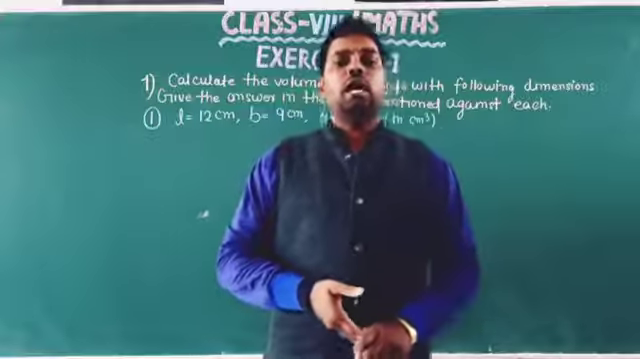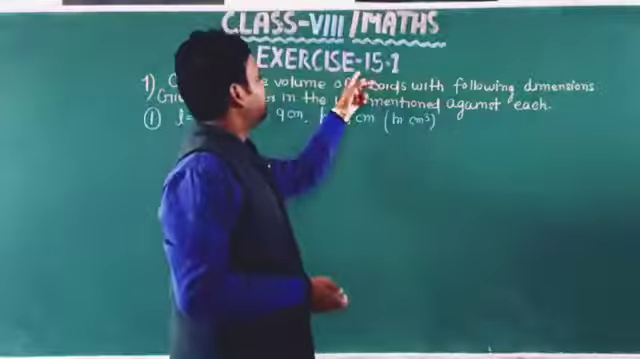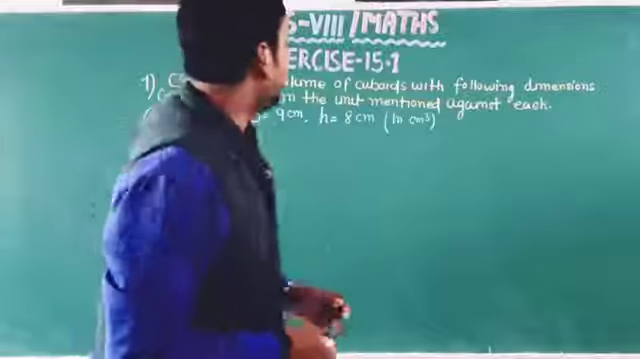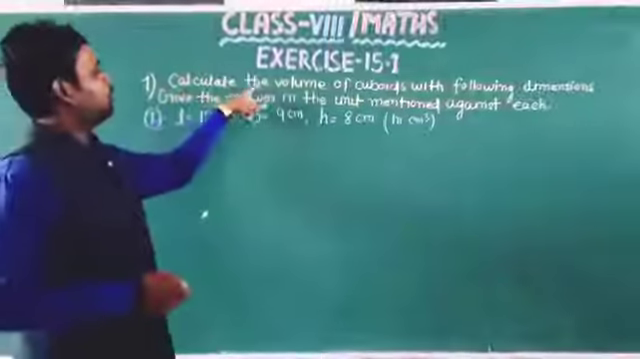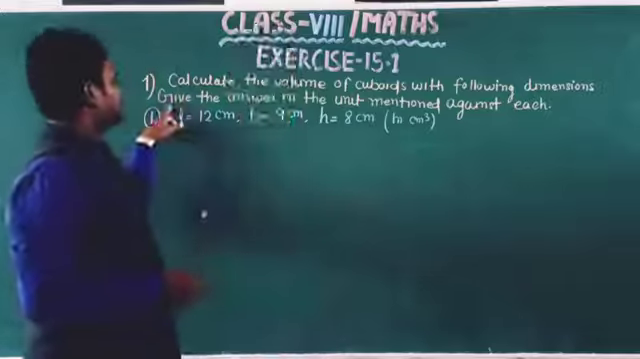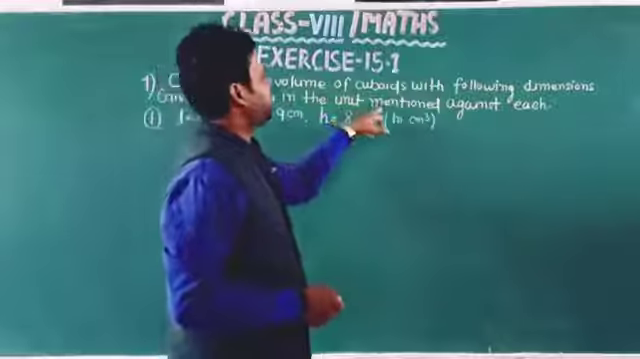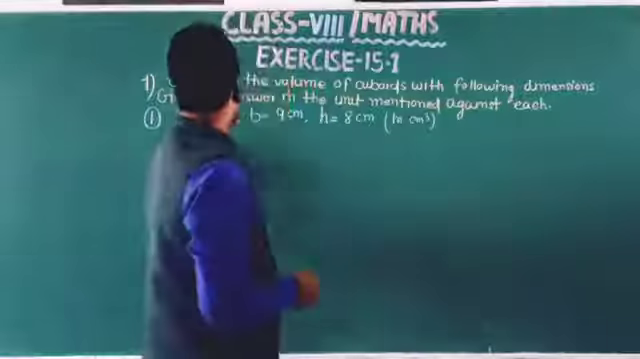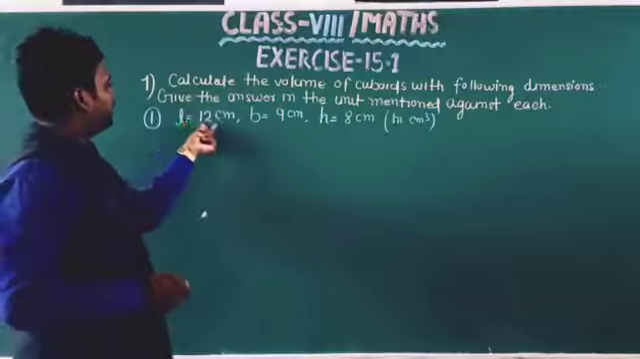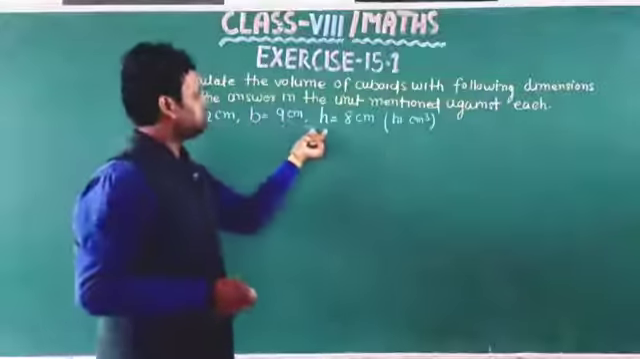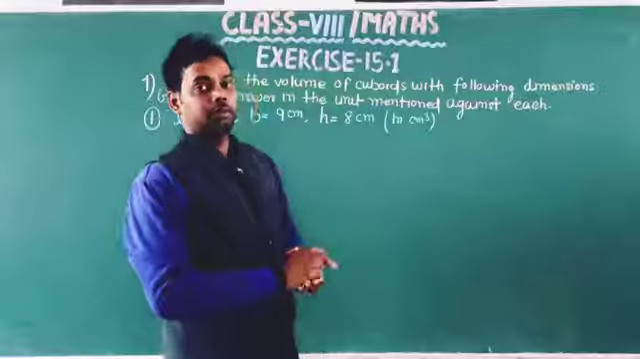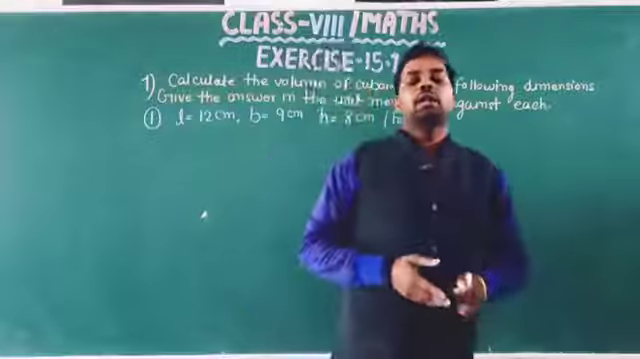So in this video I will solve exercise 15.1, starting from question number 1. The first question is: calculate the volume occupied with the following dimensions. Give the answer in the unit mentioned against each. The first part is the measurement. Length is given 12 cm, breadth 9 cm, height 8 cm, and we have to find the volume occupied in centimeter cube.